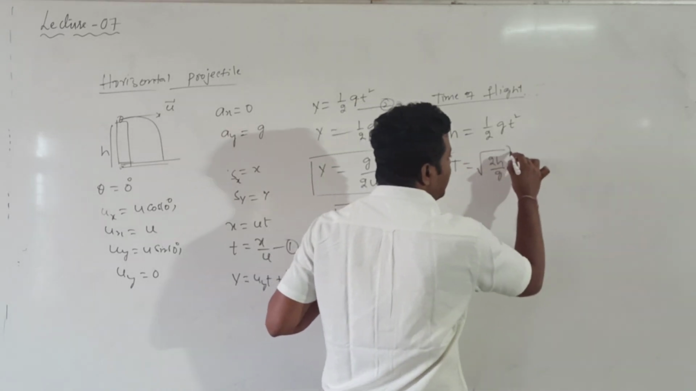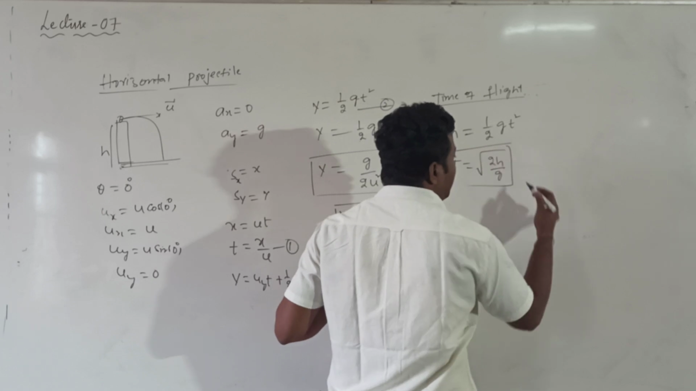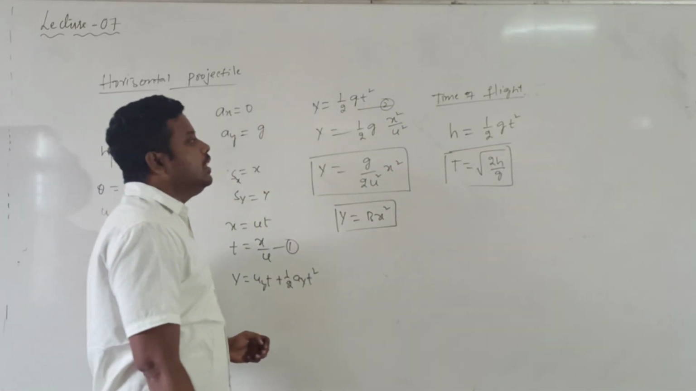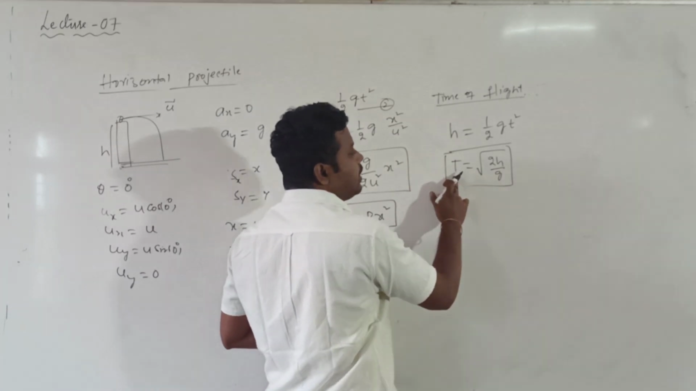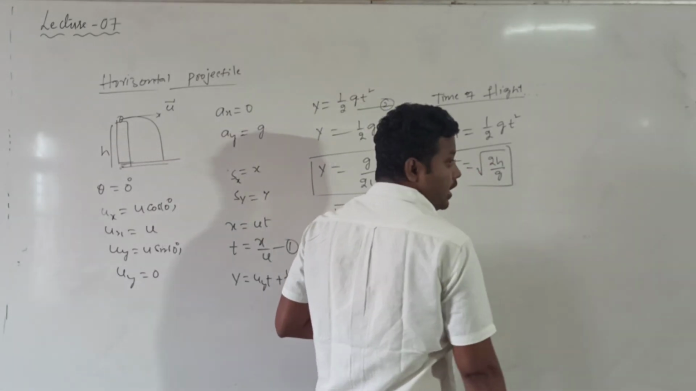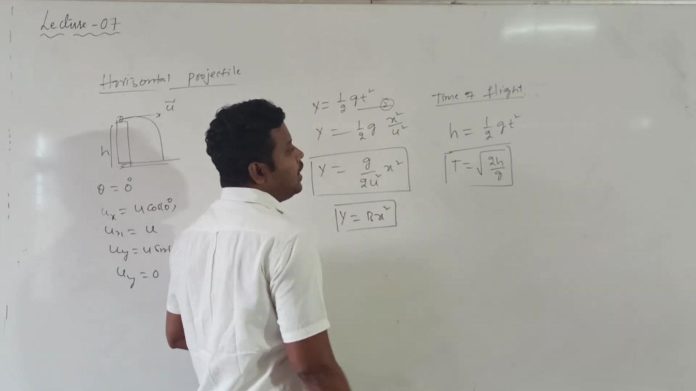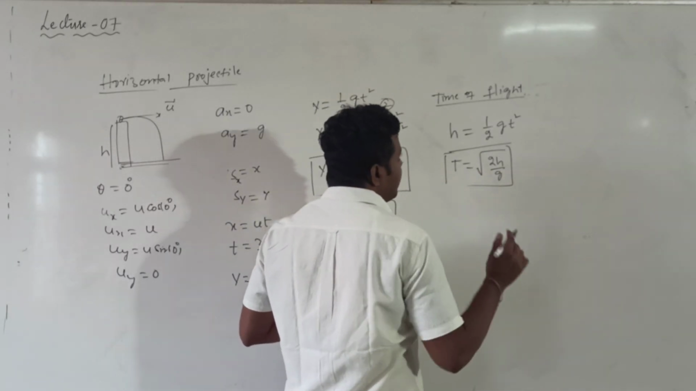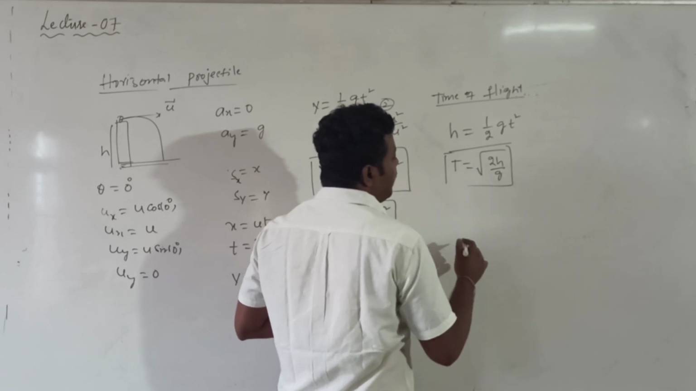This formula is the same as that of the time taken by a free falling body. Whenever a body is dropped from a height h, the time taken is given by t is equal to root over 2 into h divided by g. We got the same formula. So this time taken does not depend upon mass. So we calculated the time of flight.